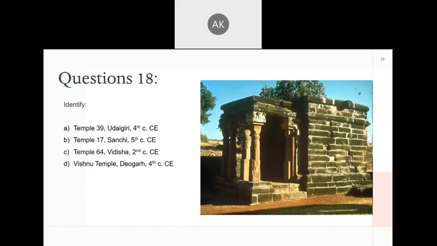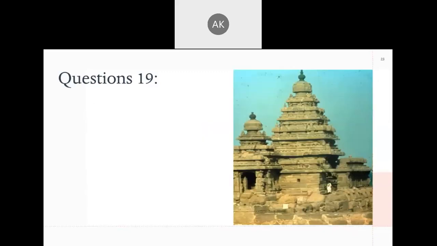So the options are Temple 39 of Udaigiri, Temple 17 of Sanchi, Temple 64 of Vidisha, or Vishnu Temple at Devgarh of 4th century CE. Actually, I have said the answer. It belongs to Sanchi, so it is temple number 17 of Sanchi, which belongs to 5th century CE. It is not Udaigiri, not temple number 64 of Vidisha, and it does not belong to the Vishnu temple.